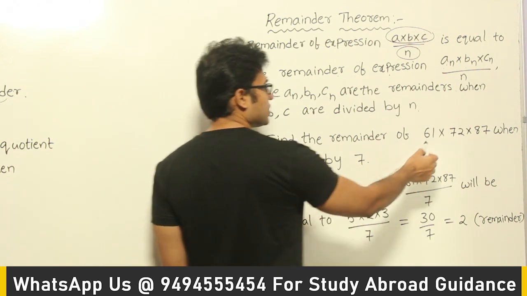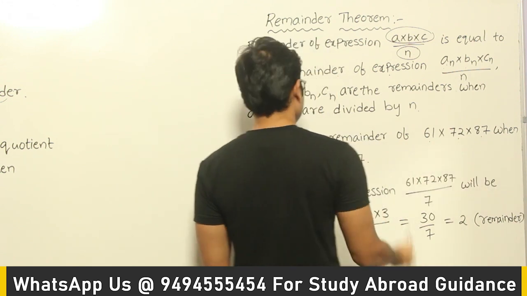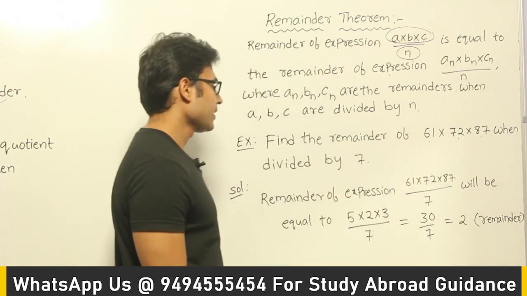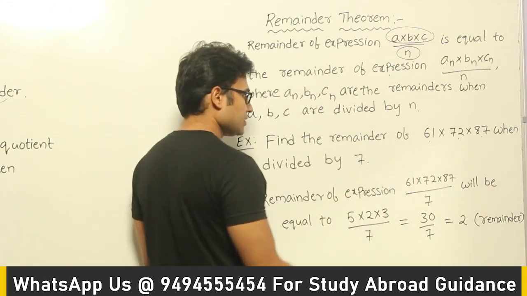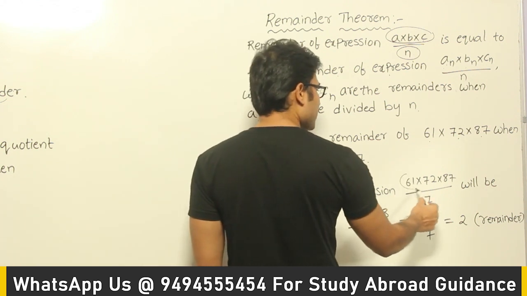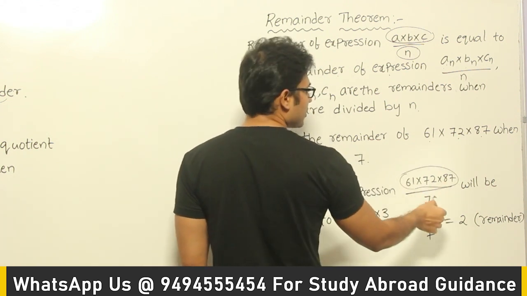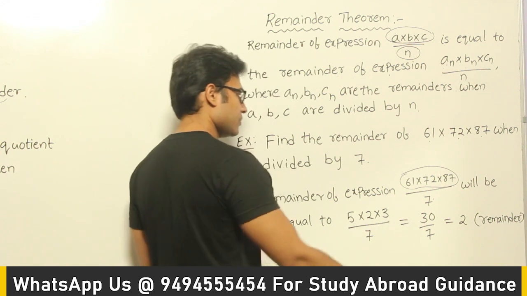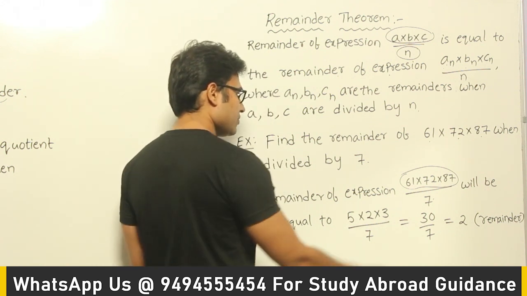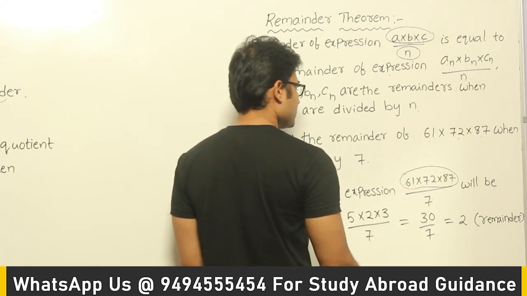Find the remainder of 61 into 72 into 87 when they are divided by 7. So how to do this is, if you try to multiply all these numbers and get a number and divide by 7 and find the remainder, that is one method. The other method is to take these numbers individually and find the remainders first.